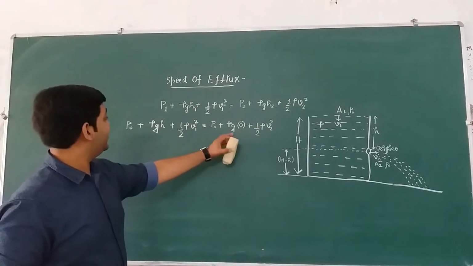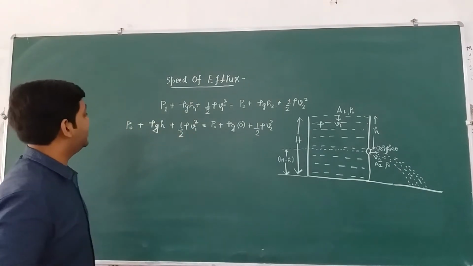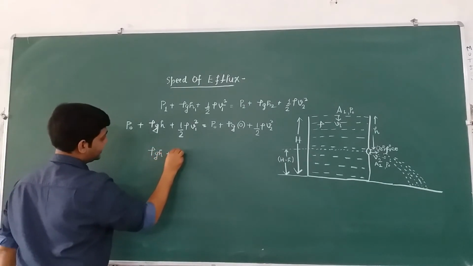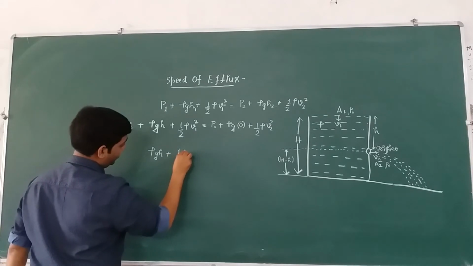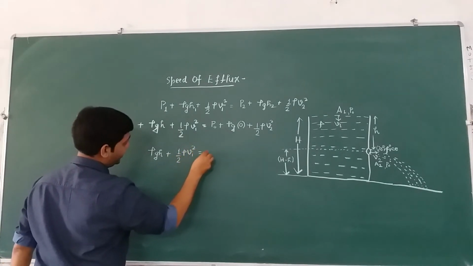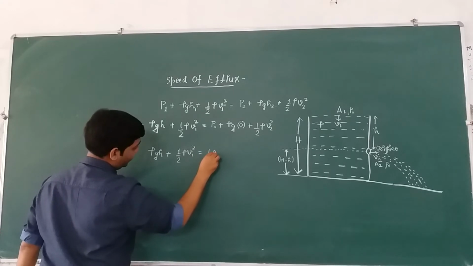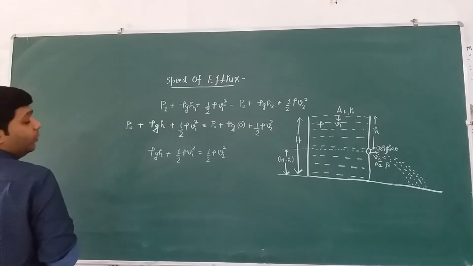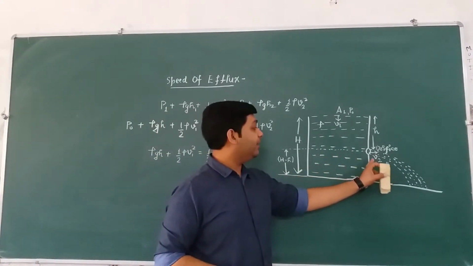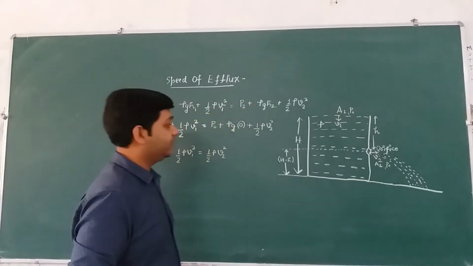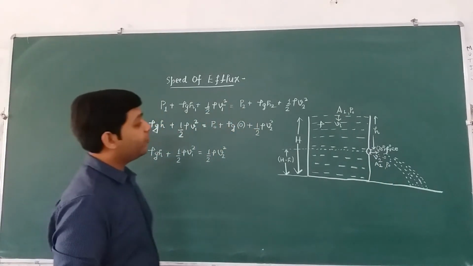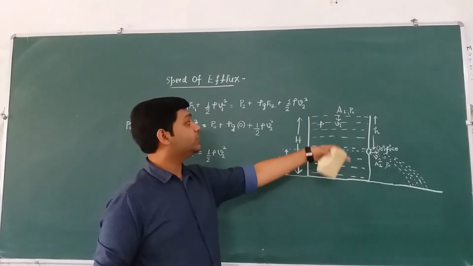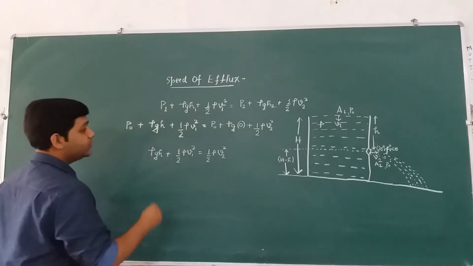Clear? So this term becomes 0 and P0 cancels out and we are left with rho gh plus half rho v1 square is equal to half rho v2 square. Fine. So what we can say, tell me, will v1 be greater or v2 be greater? Think about it. By equation of continuity, A1 V1 will be equal to A2 V2, and because A1 is greater than A2, V1 will be less than V2. So V2 will be greater.